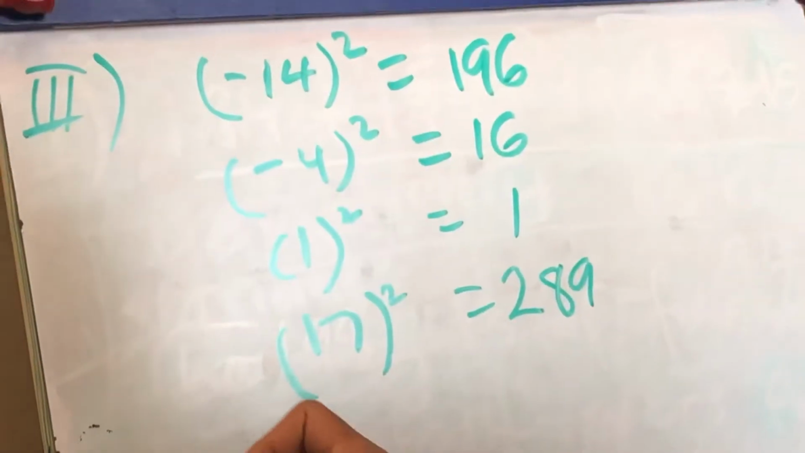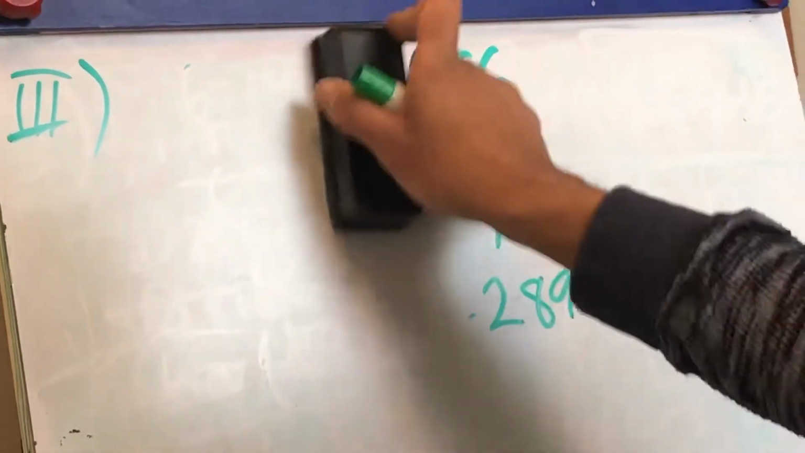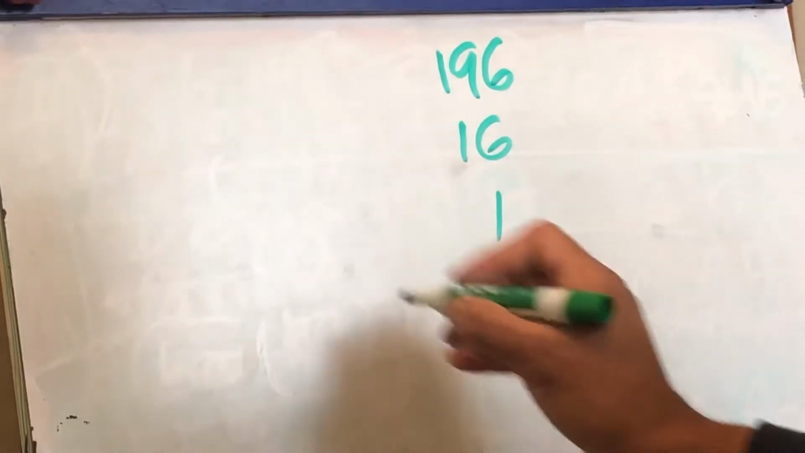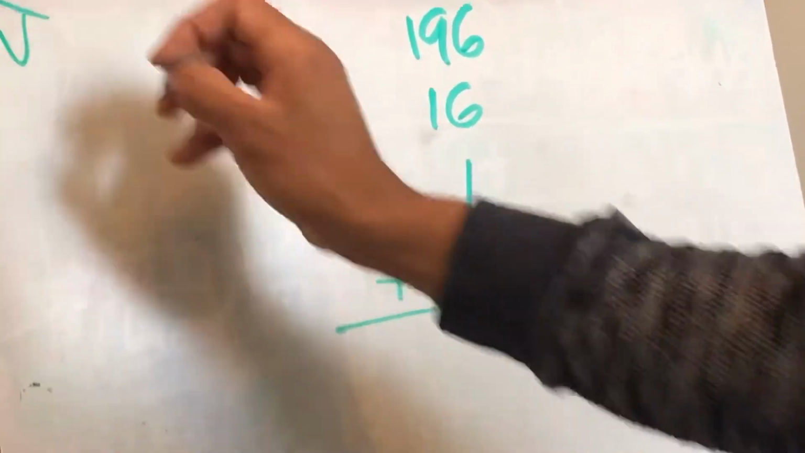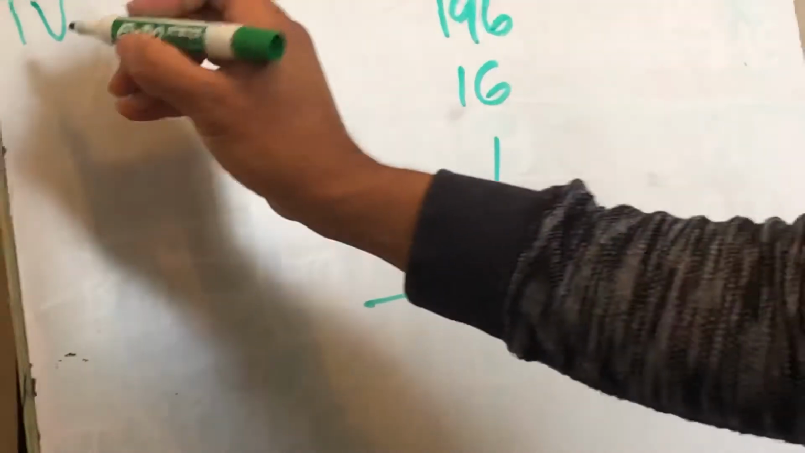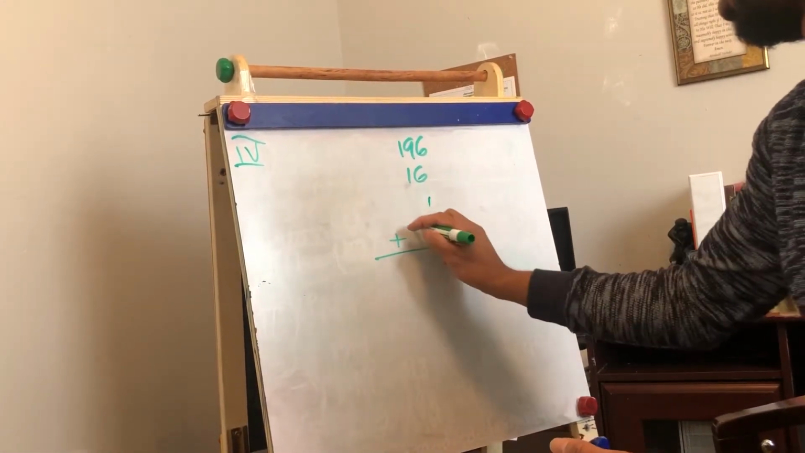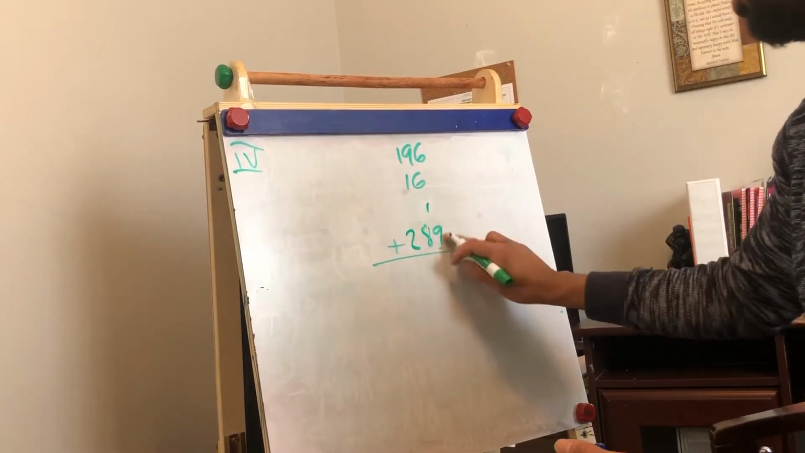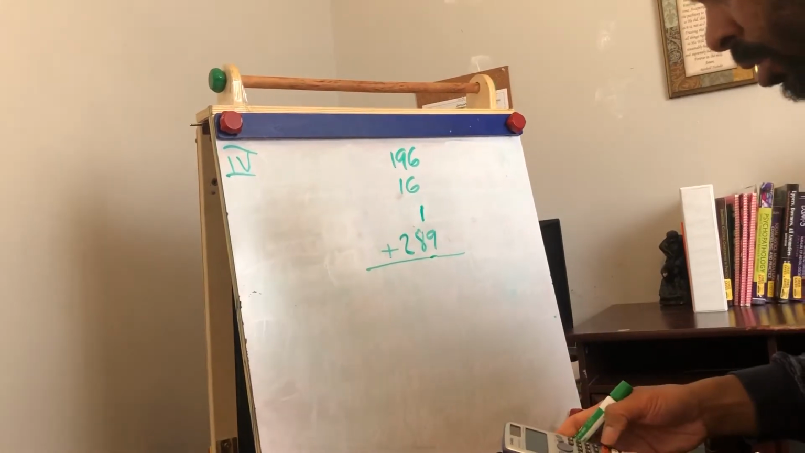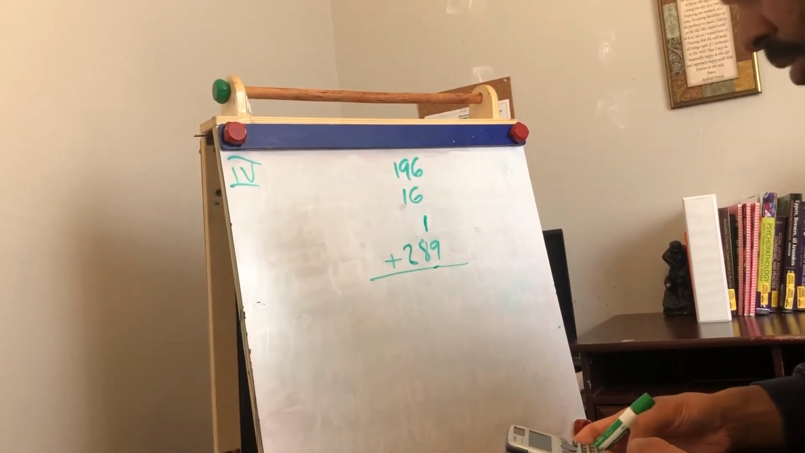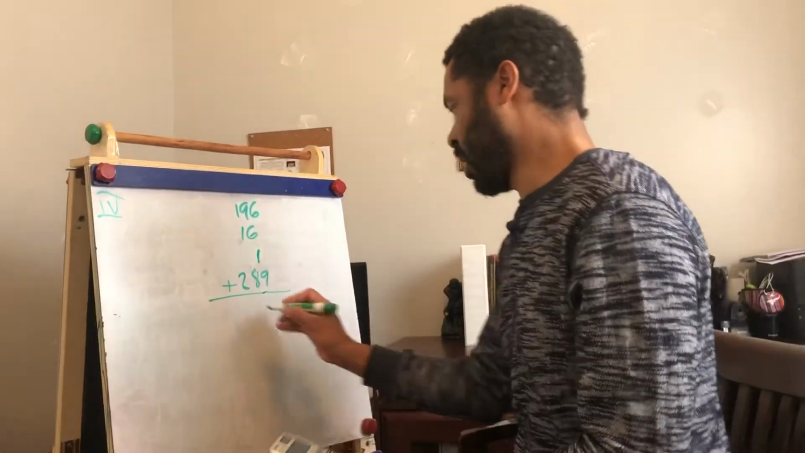And then I finally get to step 4. So what is step 4? I'm just going to take the sum of these squares. I'm going to add all these values up. Forgive the way this is written. Calculators are good. I'm adding 196 plus 16 plus 1 plus 289, and I'm going to get 502.